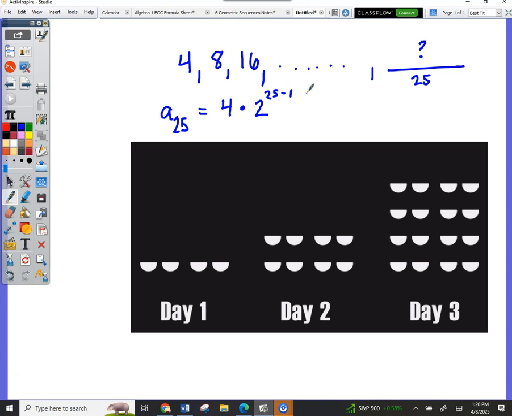You can round to the nearest million. You don't have to read the whole thing. What'd you get? 67 million. So that was yesterday's 3-act task. And if you had already known about geometric sequences, you could have taken this shortcut to get there, instead of having to multiply by 2 25 times, right? You with me?